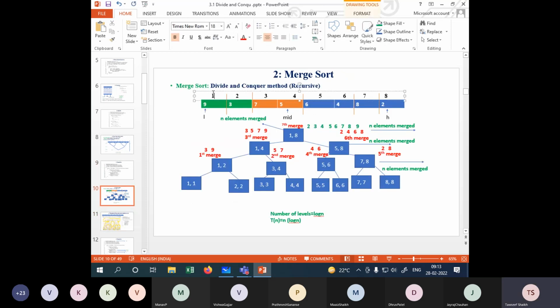So low will be again 1, and mid we have found is 2. So we again recursively call by passing the parameters 1 comma 2. And on the right hand side of this array, these two elements, we pass mid plus 1. Since mid is equal to 2, mid plus 1 will be 3. So 3 and high of this array, that is 4. 3 and 4 will be passed on the right hand side.